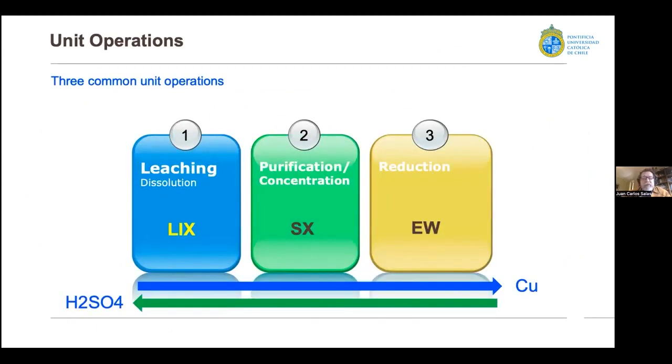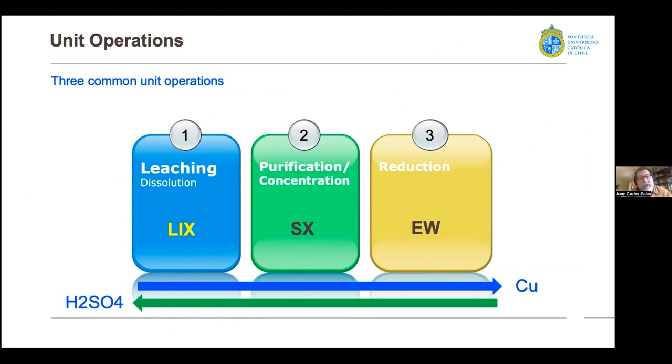In terms of unit operations in the hydrometallurgical process line, three main unit operations are identified: leaching, solvent extraction, and electrowinning. In leaching, the element of interest is solubilized by a leaching solution, usually an acidic solution with sulfuric acid. Unfortunately, in this step, some impurities are leached along with the copper, contaminating the solution.